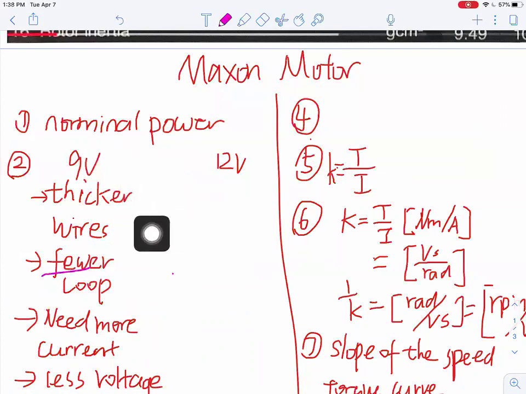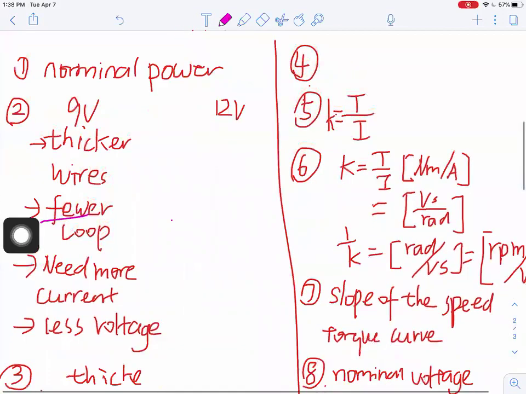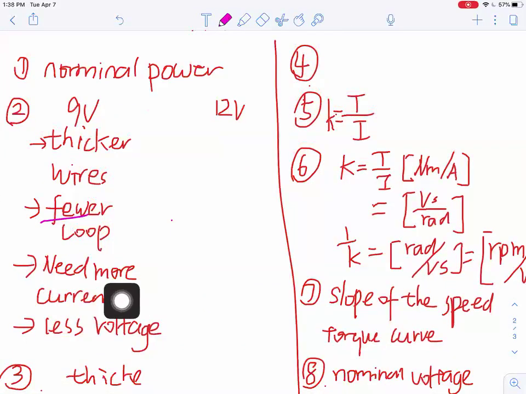And therefore, for this 9-volt 10-watt DC motor, it may require more current because the thicker wires can hold more current flow, and it requires less voltage. That's why it has 9-volt. It only requires 9-volt, but as a compensation, you need a little bit larger current to reach the maximum power output. And the other motor that has 12-volt as nominal voltage could have thinner wires and more loops. Therefore, it needs a little bit less current but requires more voltage.